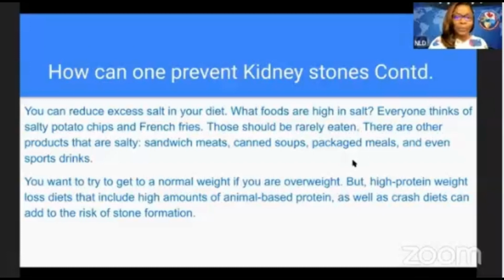So when do you see the doctor? You want to make an appointment with your doctor if you have these symptoms: pain that makes it hard to sit still or find a comfortable position, pain accompanied by nausea and vomiting, pain accompanied by fever and chills, blood in your urine, or difficulty passing urine.